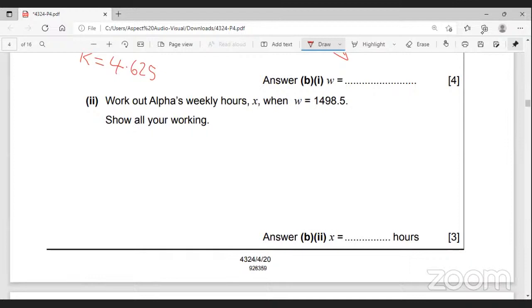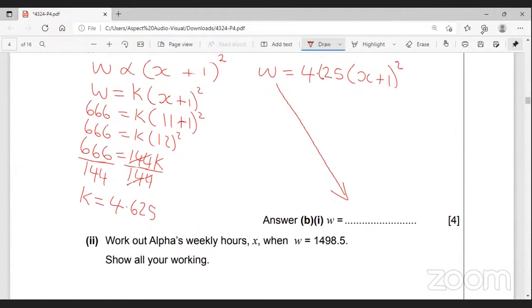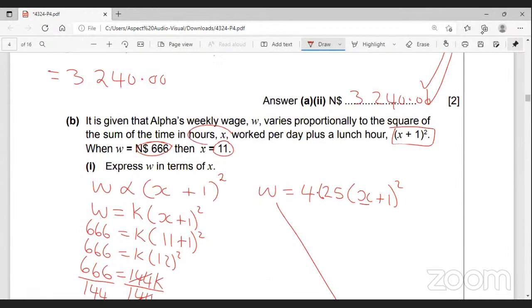Now it says to work out Alpha's weekly hours when W is 1,498.5. So we need to find the hours. We are provided this, and the value of X is what? The value of X is some hours. No, it's not 11. It's just time. We are going to find the time.